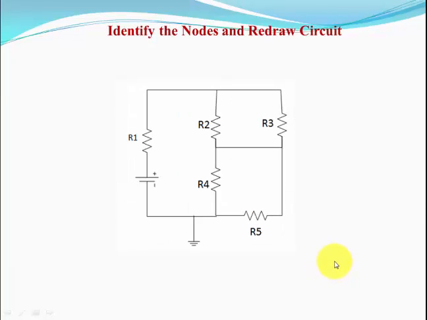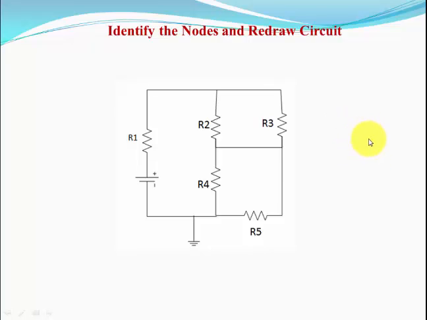Now let's look at this circuit. In this circuit, we have 5 resistors, R1 through R5. And what's the relationship? When you first see this circuit, it may be a little bit hard to see. But then let's pay attention.